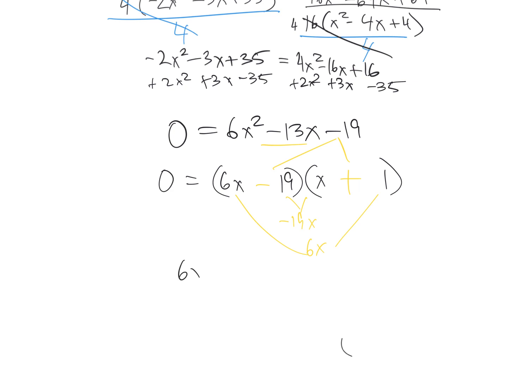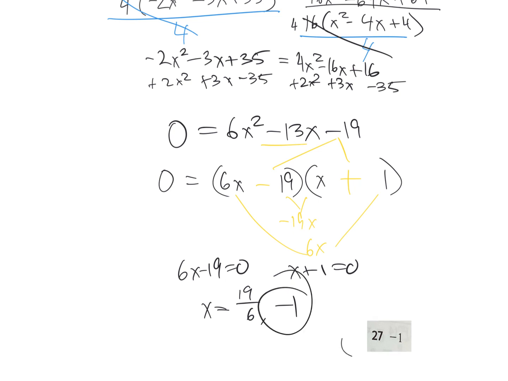So we have 6x minus 19 is equal to 0, or x plus 1 is equal to 0. So x equals 19/6, or negative 1. And again, you see that the answer is just negative 1. So the 19/6 must not work. That's no solution for that part. It's an extraneous solution. Again, show me both, and that's good enough. Move on.